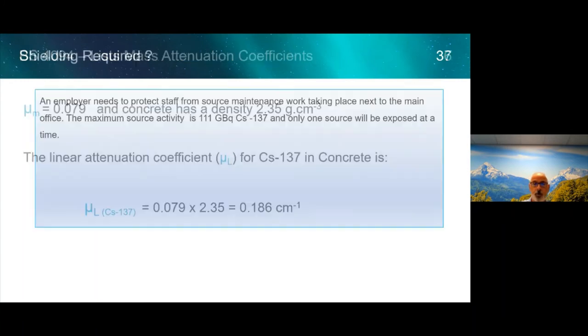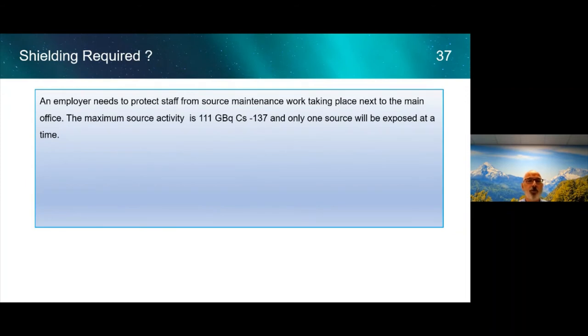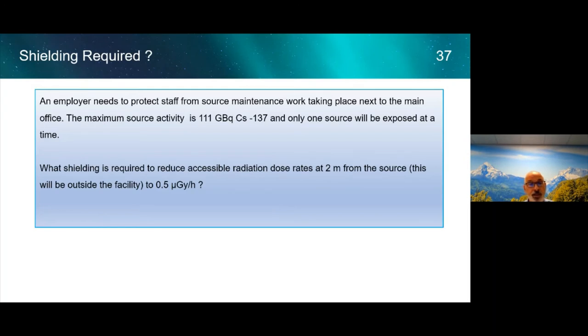So let's see what shielding we need then. An employer needs to protect the staff from source maintenance work taking place next to a main office. The maximum activity that's ever going to be used is a 111 gigabecquerel cesium-137 source, and only one source will be exposed at a time. Clearly, you're going to have to put in some administrative controls or perhaps engineering controls to make sure that only one source can be exposed. But if we satisfy ourselves that only one can be exposed, we can then go looking at what sort of shielding we need to adequately protect someone from that source. So that's what the question is essentially.